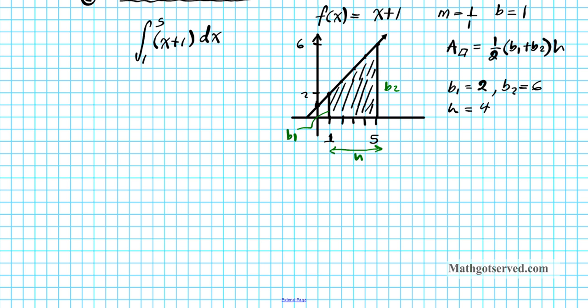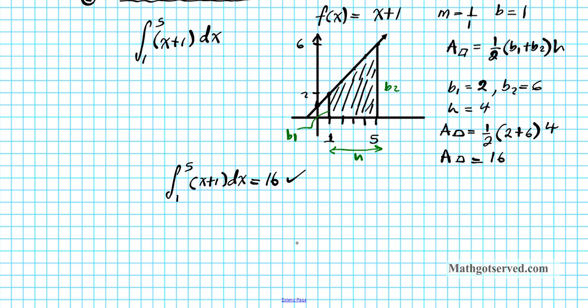So you can see that the area of our trapezoid is equal to 1/2 times 2 plus 6 multiplied by the height of 4. All right? So 2 plus 6 is 8. 8 times 4 is 32. 1/2 of 32 is 16. All right, so we can see that our answer is in fact correct. So by geometry, we can see that the integral from 1 to 5 of x plus 1 dx is equal to 16 units, so our answer is correct. All right?